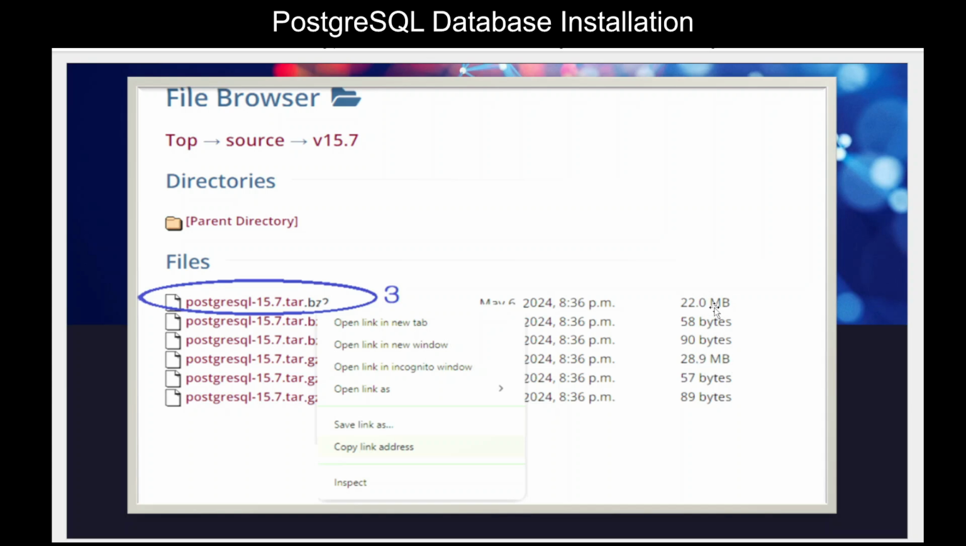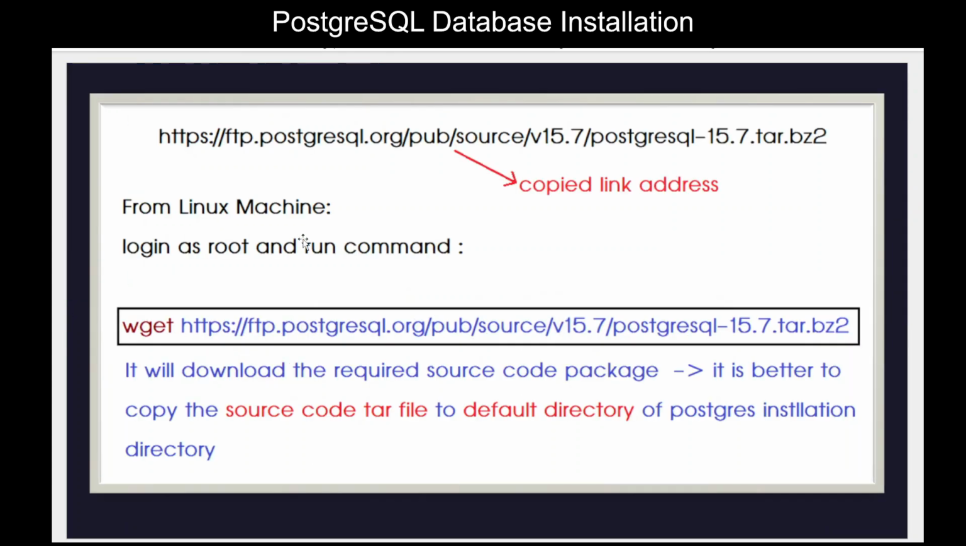First, right click on the first one. Once you right click, it will display options like open link in new tab, open link as, save link as, copy link address. Now click on copy link address. Once you copy the link address, you have to paste it in the Linux machine. First you need to log in as the root user and run the wget command with the copied HTTPS link. It will download the required source code package.